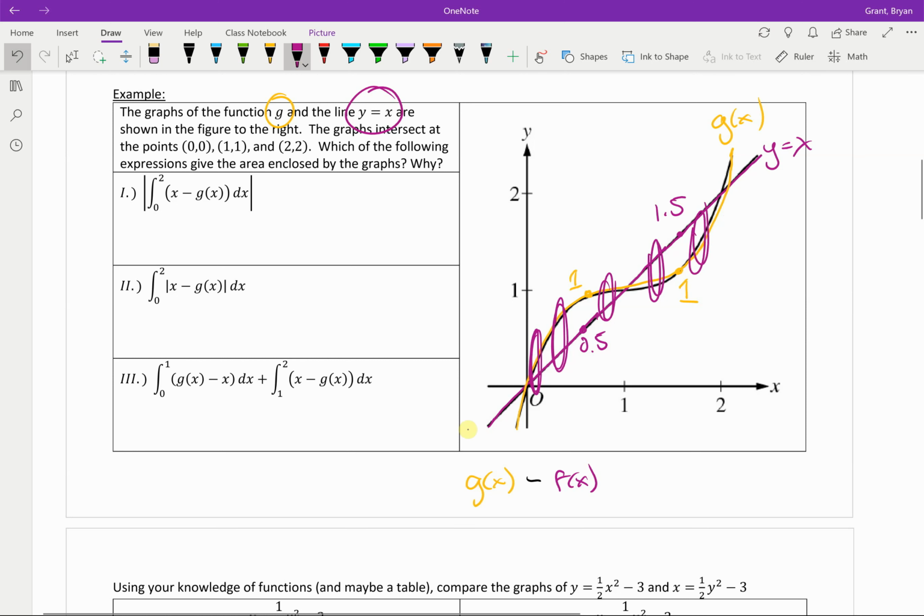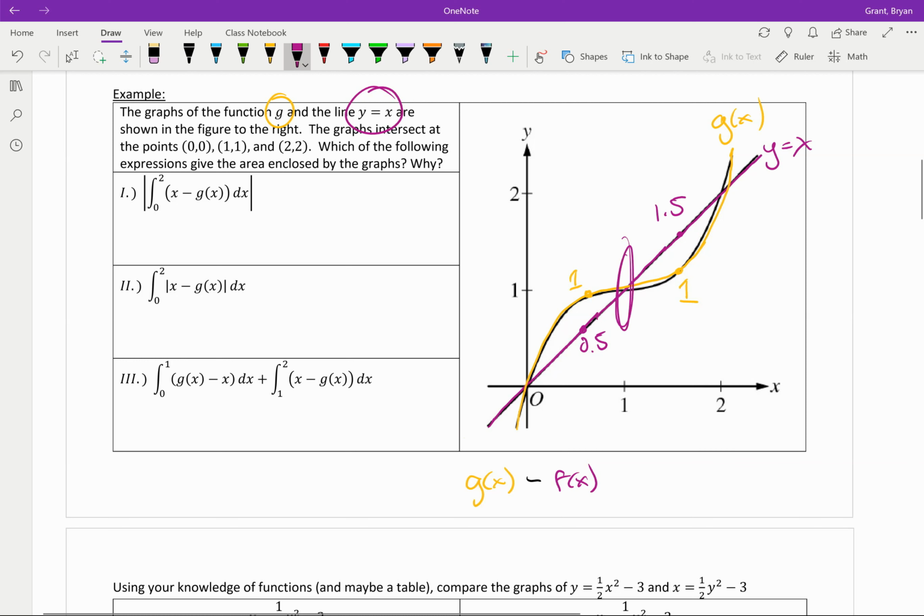Now, hopefully you're already seeing that there's going to be some issues here. Well, if you do the yellow function minus the purple, 1 minus 0.5, that's positive 0.5, that's good. The yellow function is on top all the way through here, so we do want to do top minus bottom. But if I continue to do yellow minus purple here, that's going to give me 1 minus 1.5, that's going to give me a negative answer, because we're doing yellow minus purple, and that's a no-go.